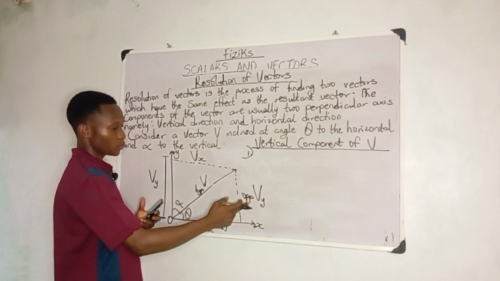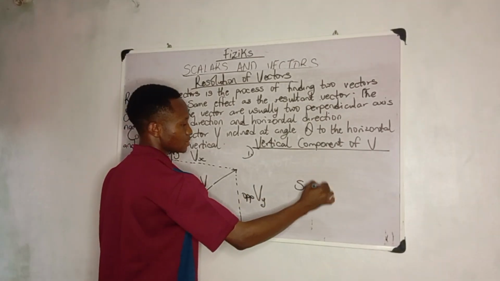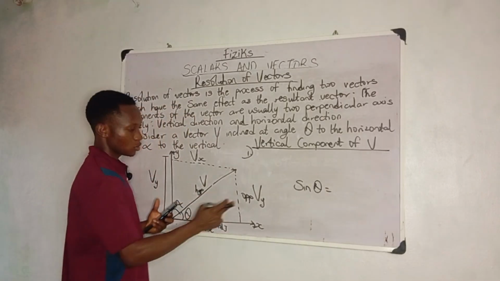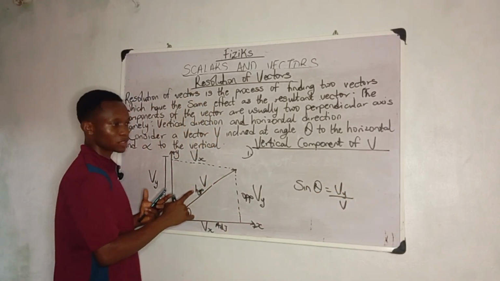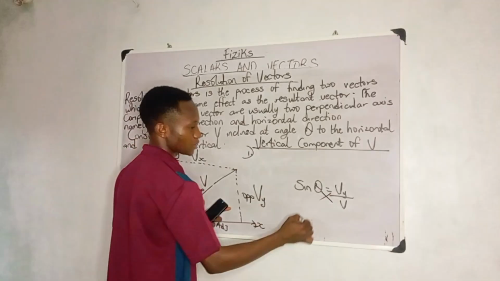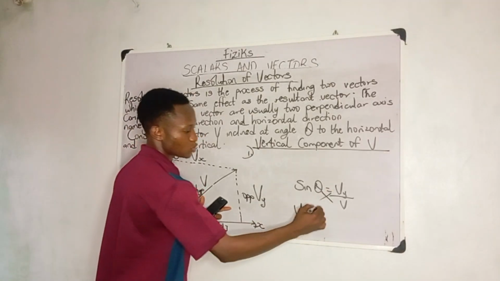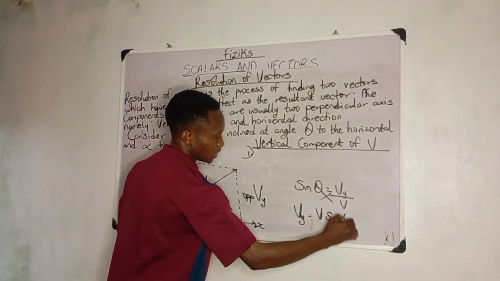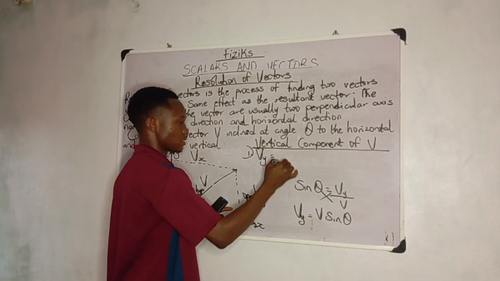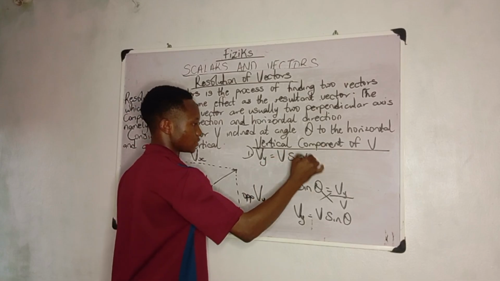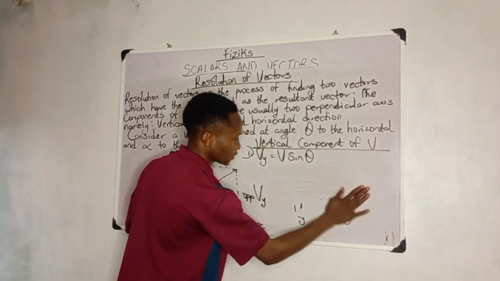Let's go. So here, opposite and hypotenuse, I should be using the trigonometric ratio: sine theta is equal to opposite, which is Vy, over your V, which is your hypotenuse. When you cross multiply, you therefore have that vertical component you were asked for, which will be V sine theta. So let's put it here. I'll write Vy is equal to V sine theta. You get this?